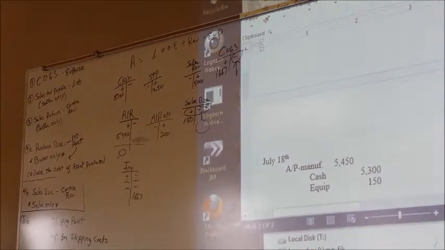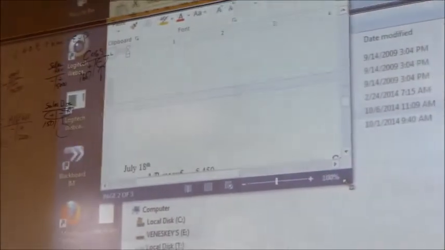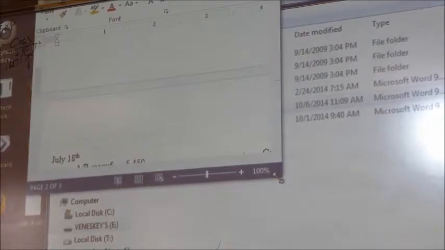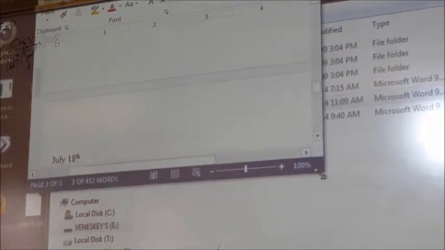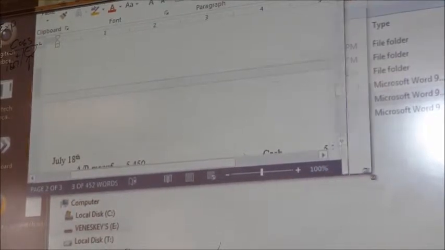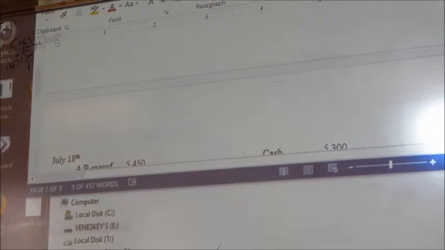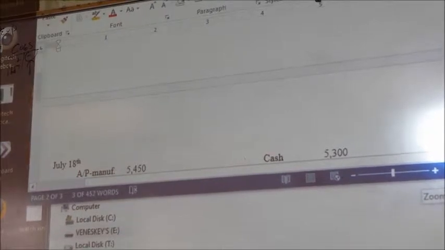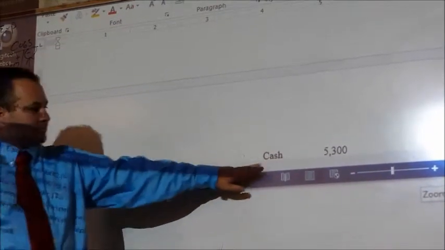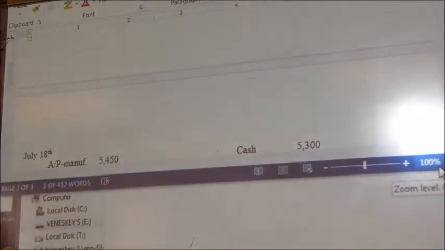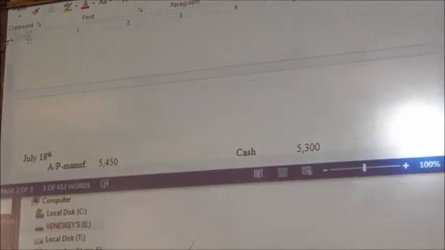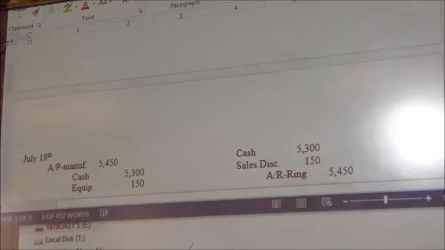Now I switch over to the manufacturer side. What did the manufacturer get on the 18th? Cash. How much? 5,300. What else am I going to debit? My what? Sales discount. I'm the seller, so I give them a sales discount.